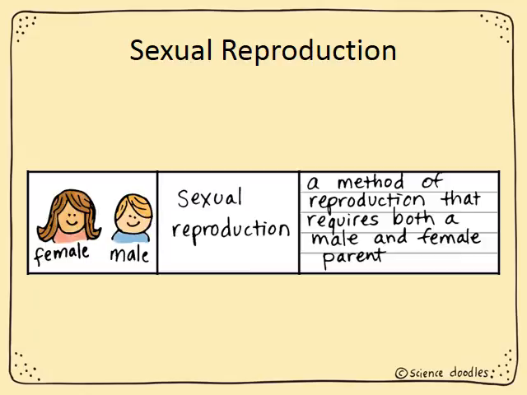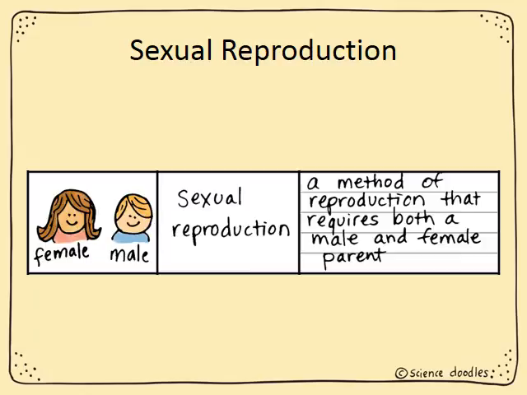Okay, so sexual reproduction is a method of reproduction that requires both a male and female parent. So just know for sexual reproduction, you have to have 2 parents. Each parent gives off 50% of their DNA, and then the baby is a mixture of the 2. Like when we have those grizzly bears, you have a mom grizzly bear and a dad grizzly bear, and then the baby bears are a combination of the 2. So they may be tall like their dad, but they may be skinny like their mom.